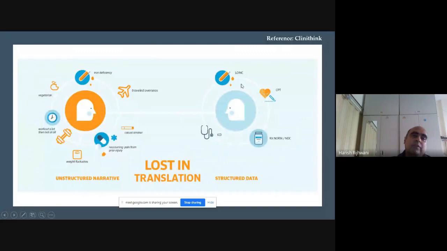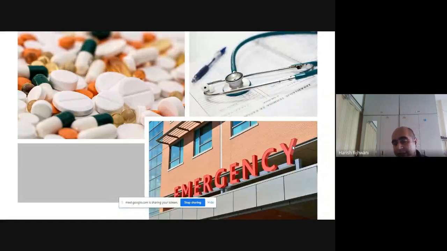Then there is something called LOINC, which is for lab tests. There are RxNorm, NDC, NDF-RT, which are for medication. Like this, there are so many other codes. So what we have to do, obviously one of the most important cases in healthcare, is convert that data into a structured format.